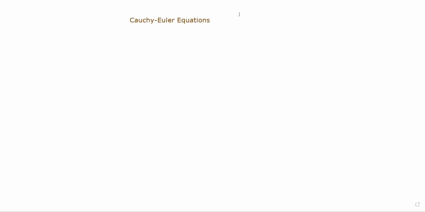Hello everyone. We are going to do the Cauchy-Euler equations. These equations are going to be similar to what we've seen with constant coefficients, but we are going to have a simple variation of coefficients. So let me show you that typical equation, how it looks.